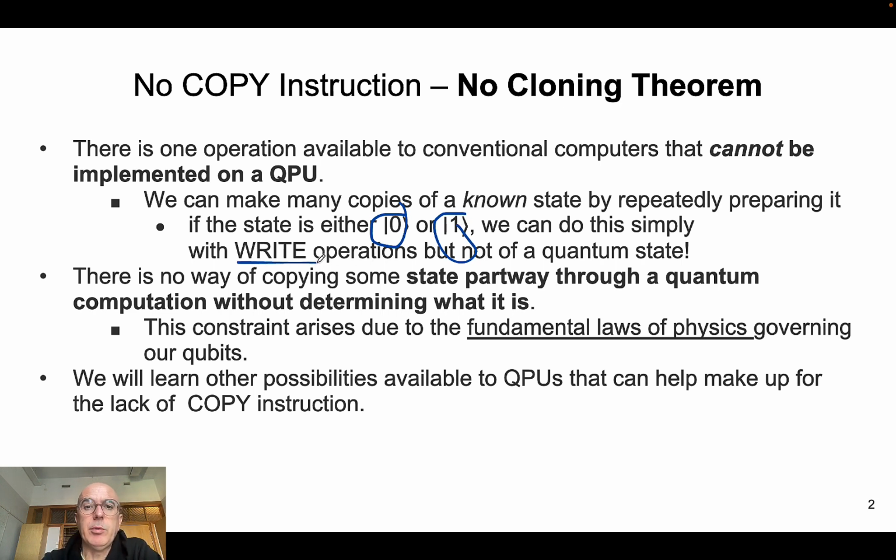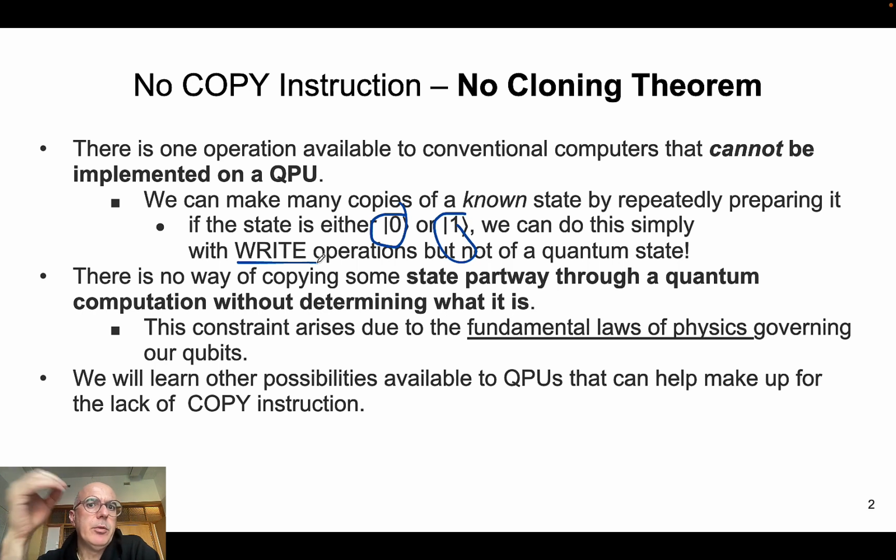But what happens if we want to do the same with the quantum state? For instance, we have a superposition of states and we want to assign it to our quantum state. Well, this is not possible in quantum computing. There is no way of copying some state partway through a quantum computation without determining what it is, without making it a classical state. This is a constraint coming from quantum mechanics.